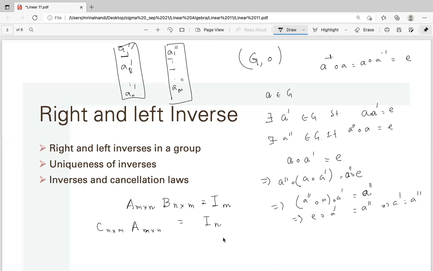Now, if M and N are different, can I say that these are inverses? If both B and C exist, then B and C must be equal. Same logic. It may so happen that C exists and B does not exist. It may so happen that B exists and C does not exist. But if B and C both exist, then they must be equal. Why? In a similar way, take this equation, the first relation, multiplied by C.